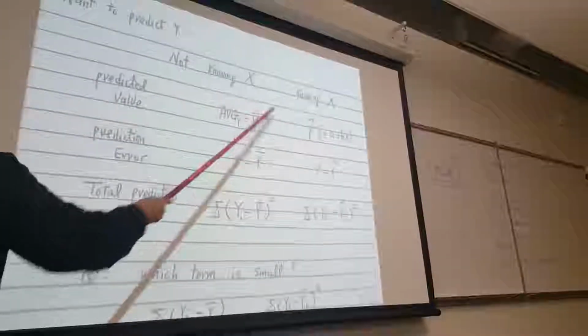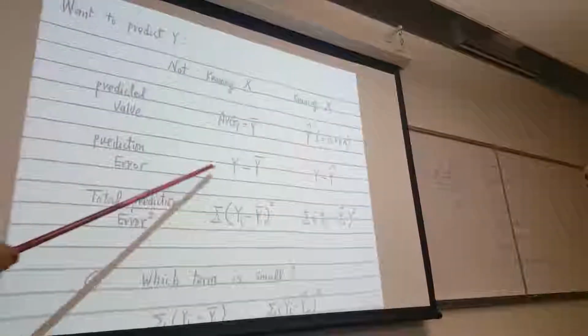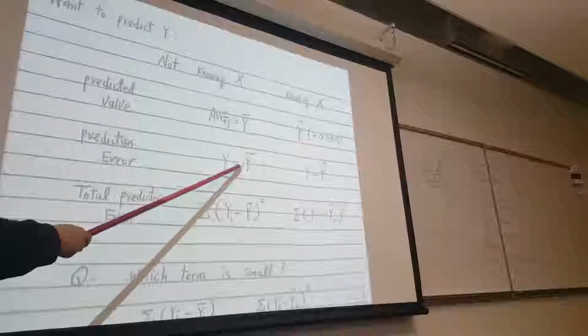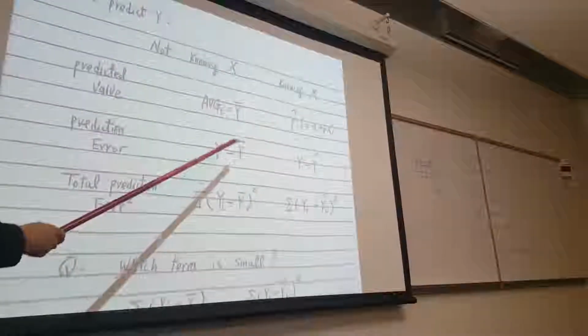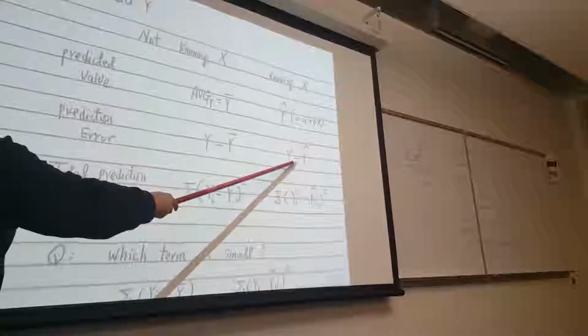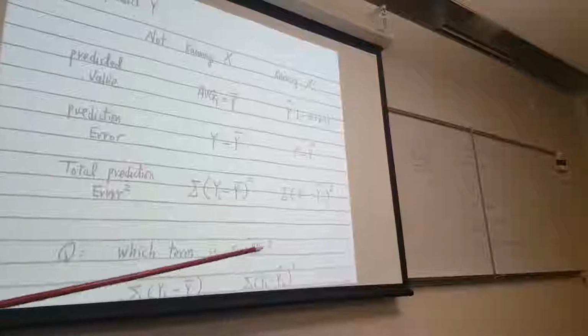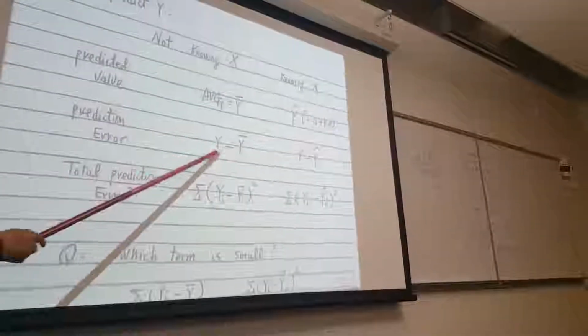So in these two cases, what will be the prediction error? The actual value is y. The predicted value is y bar. So the difference y minus y bar is prediction error. But if we know x, the prediction error will be what? Y minus y hat. Tell me, which number do you think is smaller? Prediction error. This term or this term?